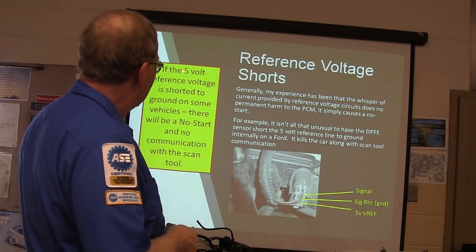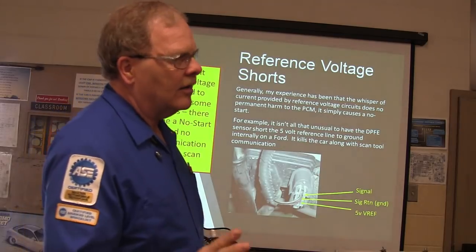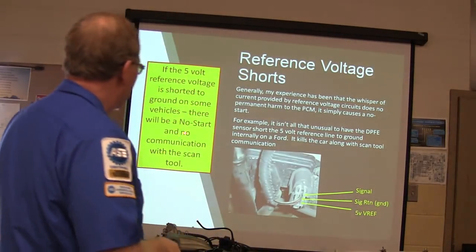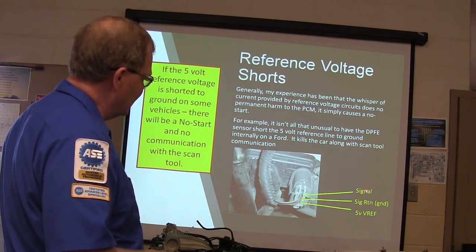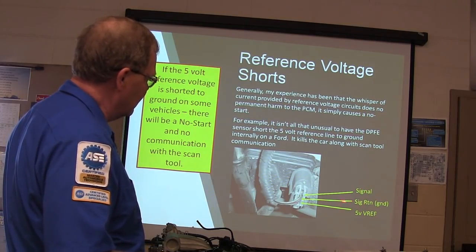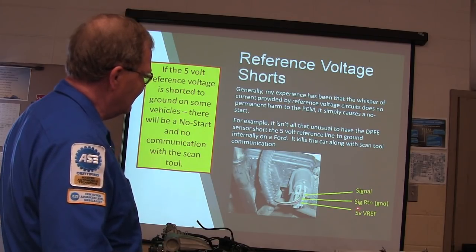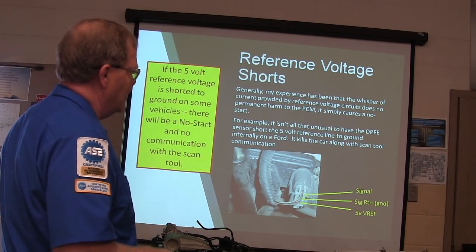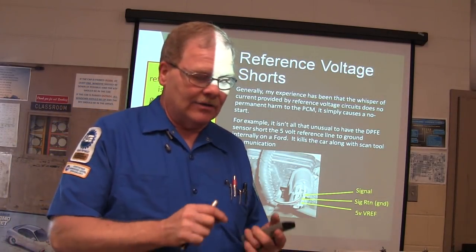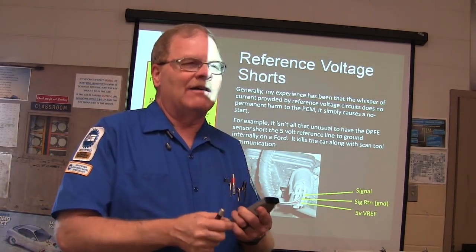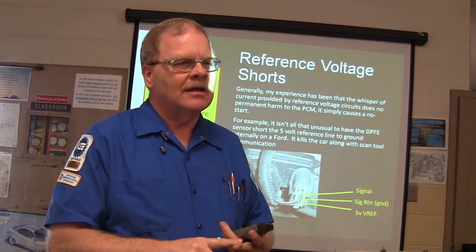All right, so if the 5-volt reference voltage is shorted to ground on some vehicles, not all of them, there will be a no start and no communication with the scan tool. Like on this ring, you got signal return, which is the ground, and you got 5-volt reference. All three of those go to the engine controller. If this gets shorted to that, all I got to do is take a little single strand of copper wire and go out here in one of our Ford trainer vehicles, and I go from signal return to that 5 volts, pull that 5 volts to ground, you won't be able to talk, it won't start, nothing.